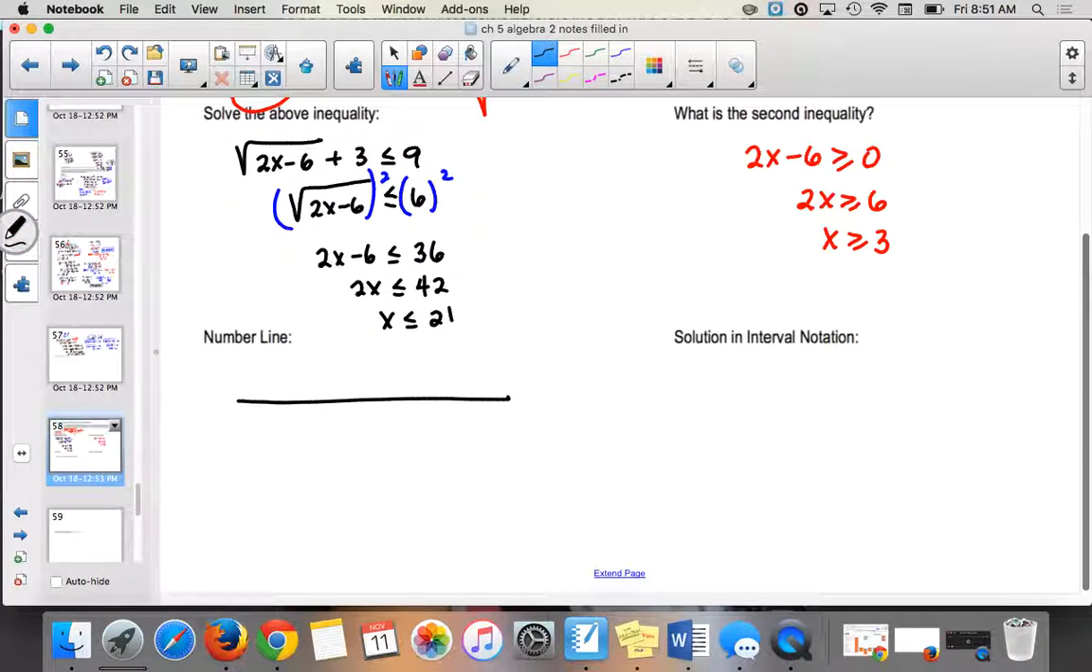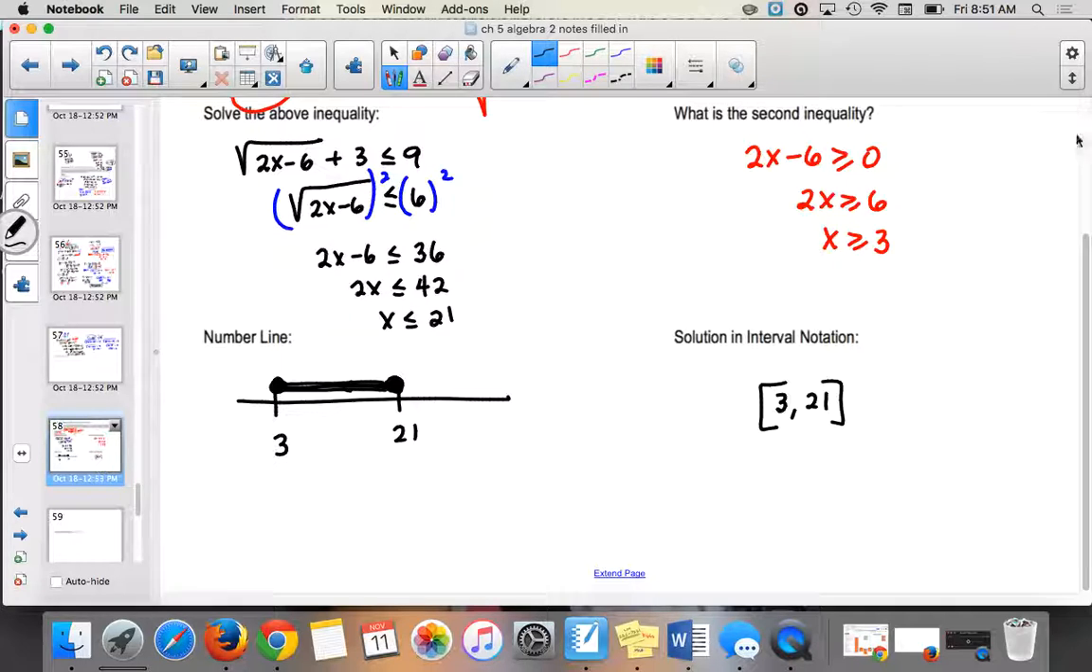So we say, okay, well we have 21 and we have 3 on our number line. We're less than or equal to 21, but we're also greater than or equal to 3. So where are they overlapping? They're overlapping in between. So our answer should be bracket 3 to 21. So any number that you pick between 3 and 21 will make that original inequality true.